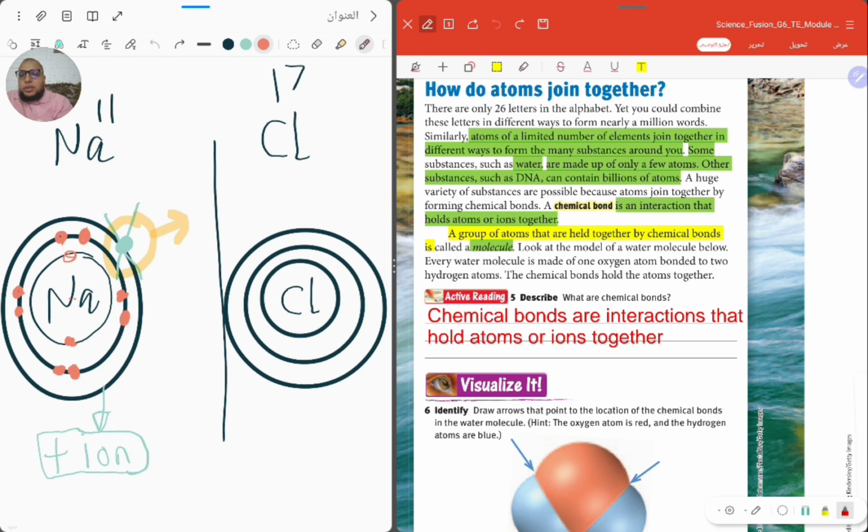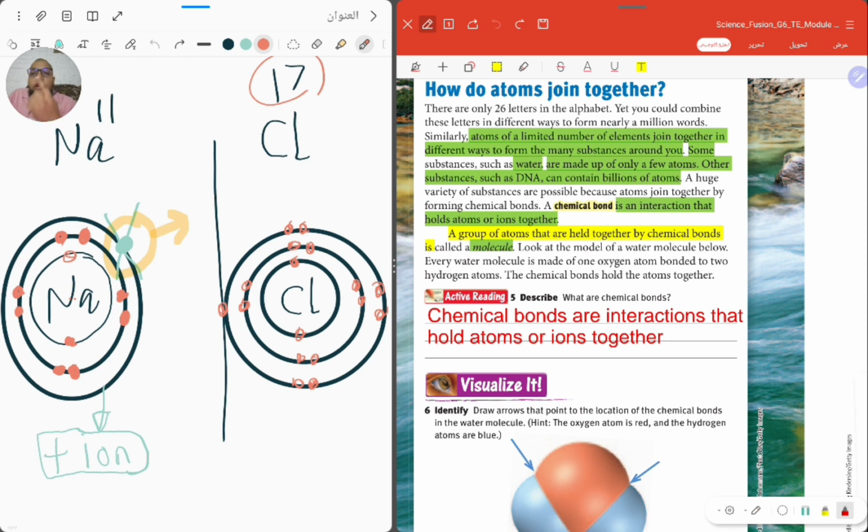Let's draw it. The first level, 1, 2. The second one, 1, 2, 3, 4, 5, 6, 7, 8. All of the electrons now are 10, and we have 17, so we still have 7. We put them here: 1, 2, 3, 4, 5, 6, and 7. So chlorine has 7 electrons at the outermost shell, or 7 valence electrons.